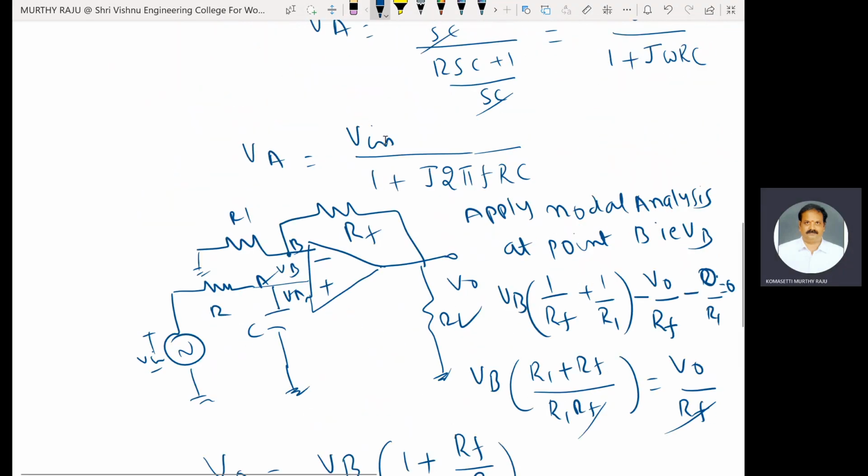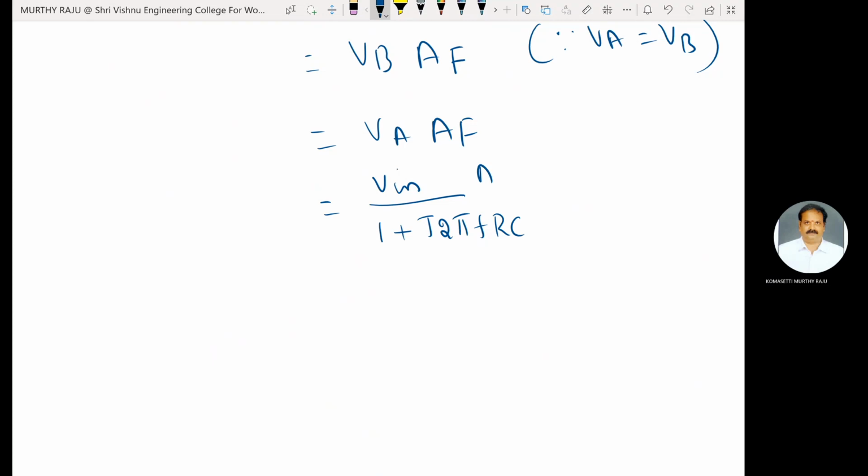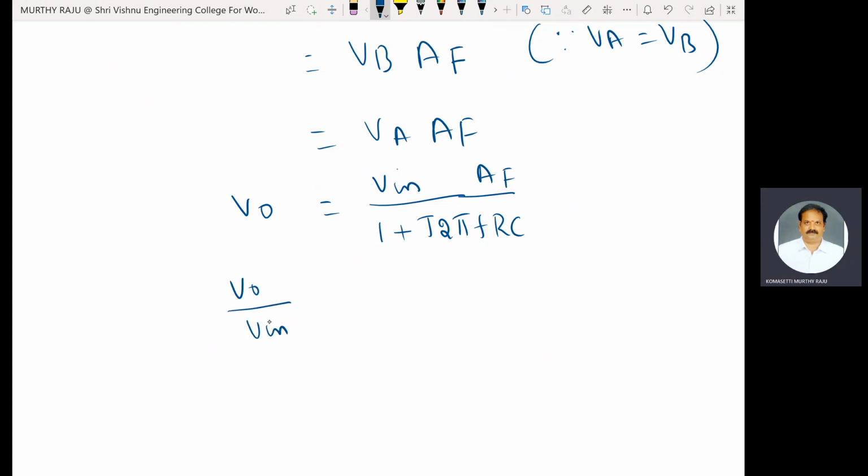But VA is equal to V in by 1 plus J 2 pi F RC. Here A, V in into AF, that is V naught. Therefore, V naught by V in, that is A, is equal to AF by 1 plus J 2 pi F RC.